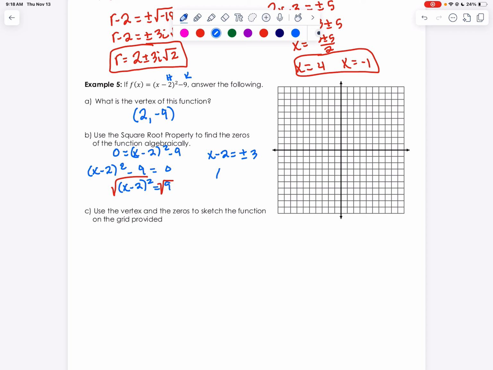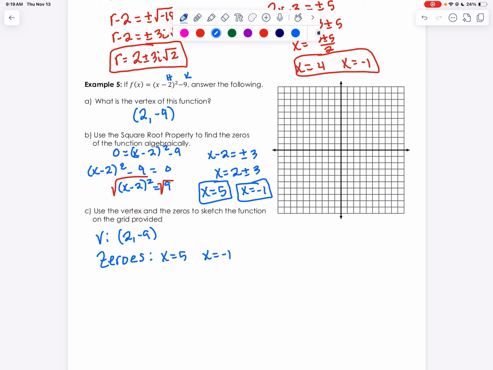Now add 2 to both sides. So x equals positive 2 plus or minus 3. So now we're going to get our two solutions. 2 plus 3 gives me 5, and 2 minus 3 gives me negative 1. So in part C, it says use the vertex and zeros to sketch the function. So our vertex was 2, negative 9, and the zeros of the function were at x equals 5 and x equals negative 1.